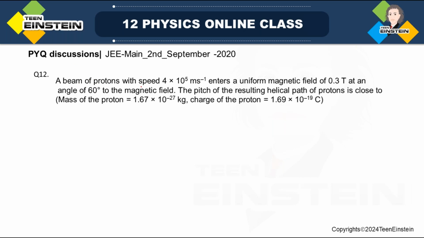So a beam of protons with speed 4 into 10 to the power 5 meter per second enters a uniform magnetic field of 0.3 Tesla. That means B is given, speed is given. A charged particle, a proton beam with speed 4 into 10 to the power 5 meter per second, enters a uniform magnetic field. The uniform magnetic field given is 0.3 Tesla.